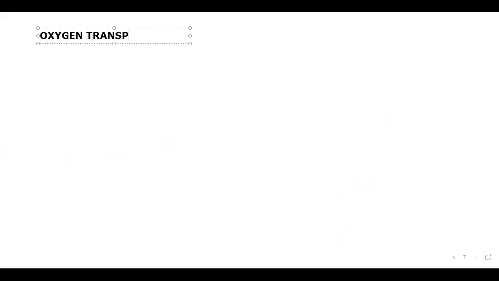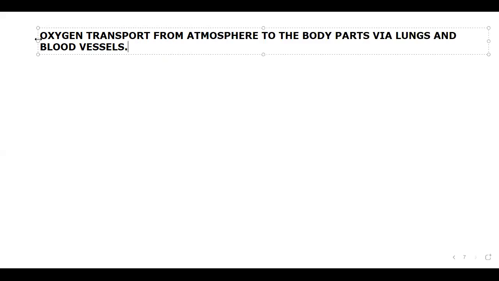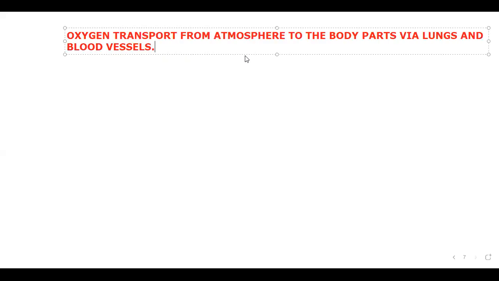So this we have to learn. You people need to learn oxygen transport from atmosphere to the body parts via lungs and blood vessels. Oxygen transport from atmosphere to the body parts via lungs and blood vessels. So that sequence we need to see now. The full sequence is made.